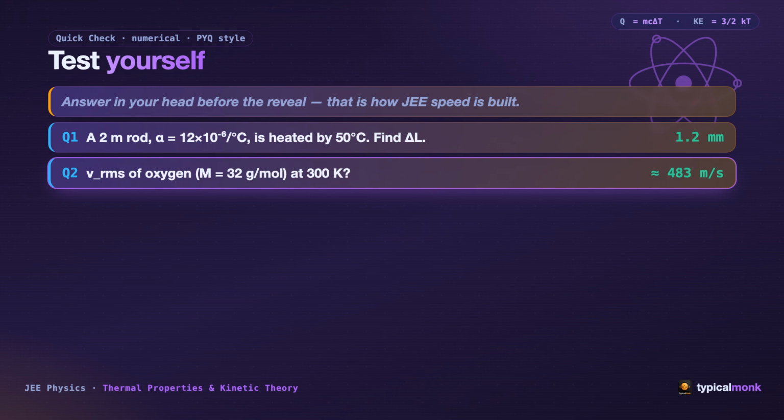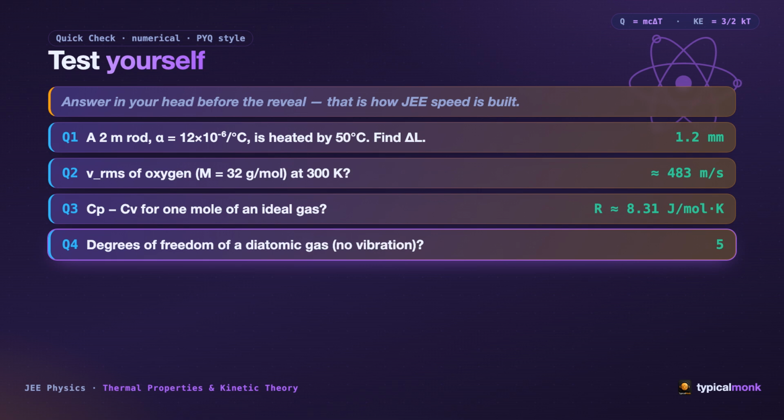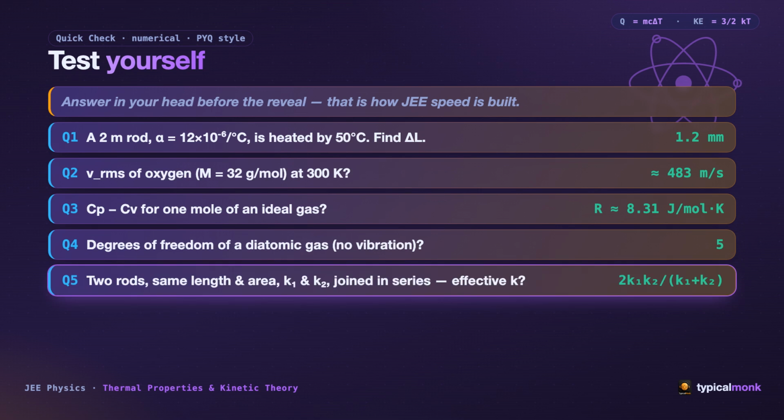Question 2. What is V RMS of oxygen? Molar mass 32 grams per mole at 300 Kelvin. About 483 meters per second. Question 3. What is Cp minus Cv for 1 mole of an ideal gas? About 8.31 joules per mole per Kelvin. Question 4. How many degrees of freedom does a diatomic gas have, ignoring vibration? 5. And question 5. The thinker.